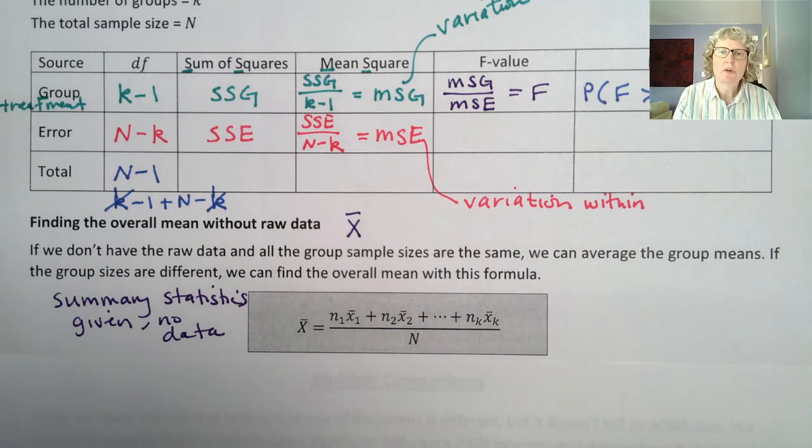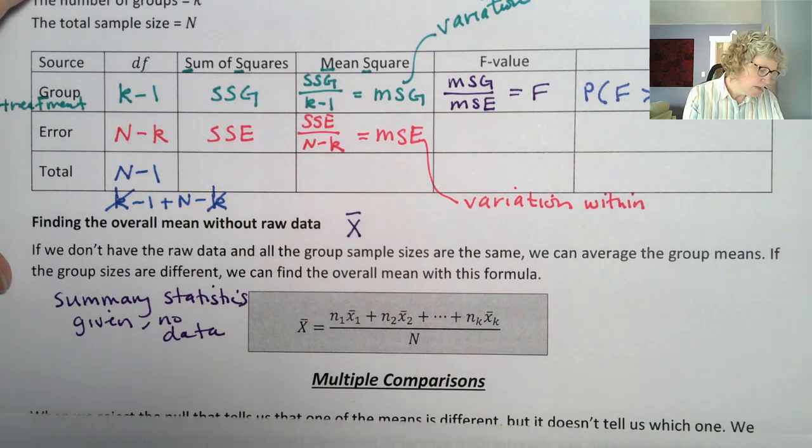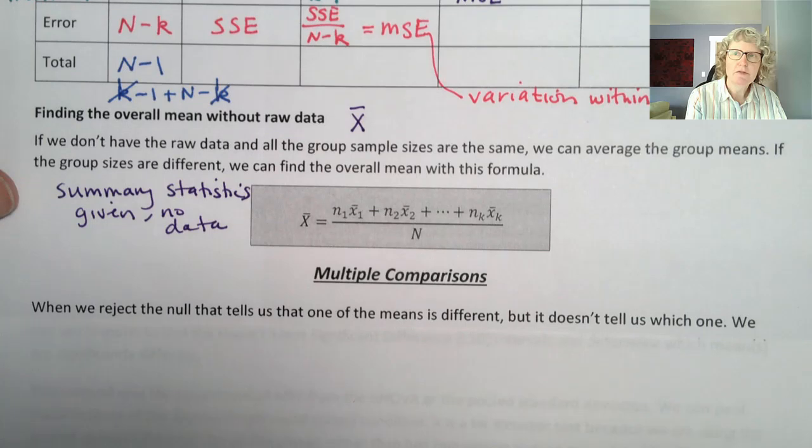So in case you run into a problem where you don't have the raw data, you just have the summary statistics, you can still find your capital X bar. Okay, so now let's get to those confidence intervals.